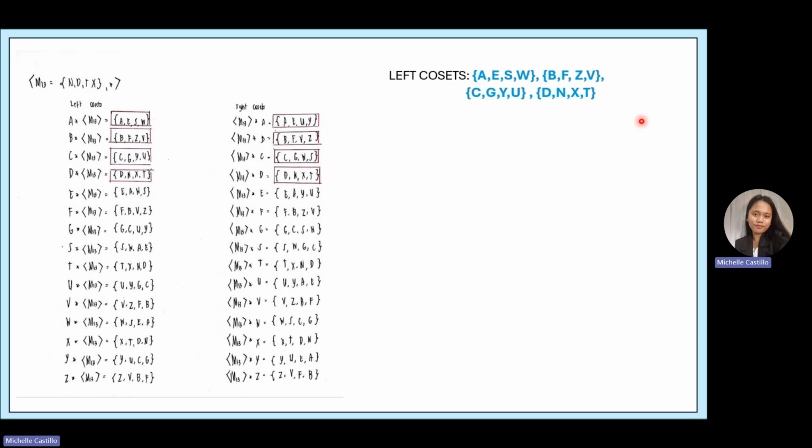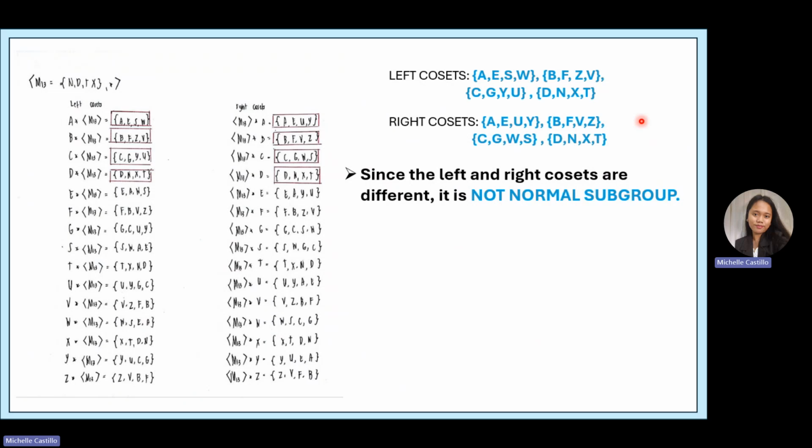So for the left cosets, we have A, E, S, and W, B, F, Z, and V, then C, G, Y, and U, then D, N, X, and T. Then for the right cosets, we have A, E, U, and Y, B, F, V, and Z, then C, G, W, and S, then D, N, T, and X. Since, as you can see, the left and right cosets are different, it is not a normal subgroup.